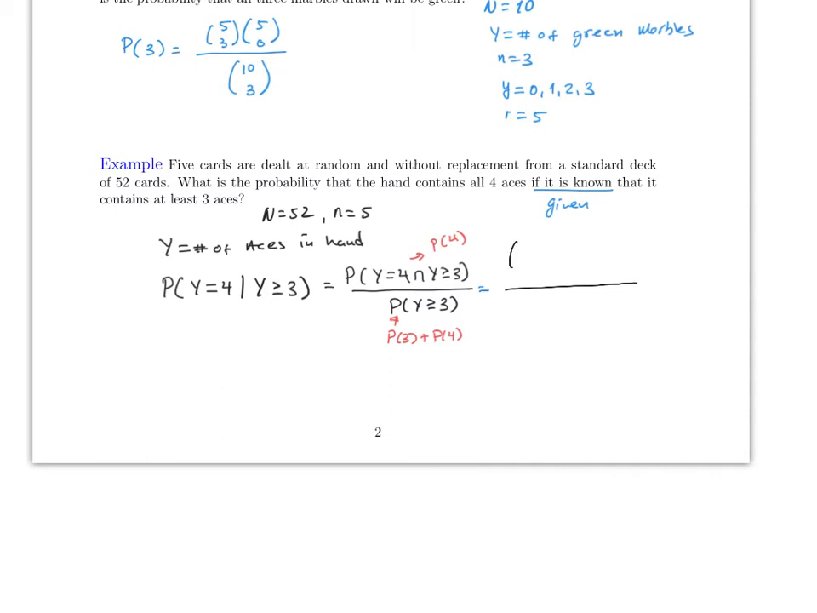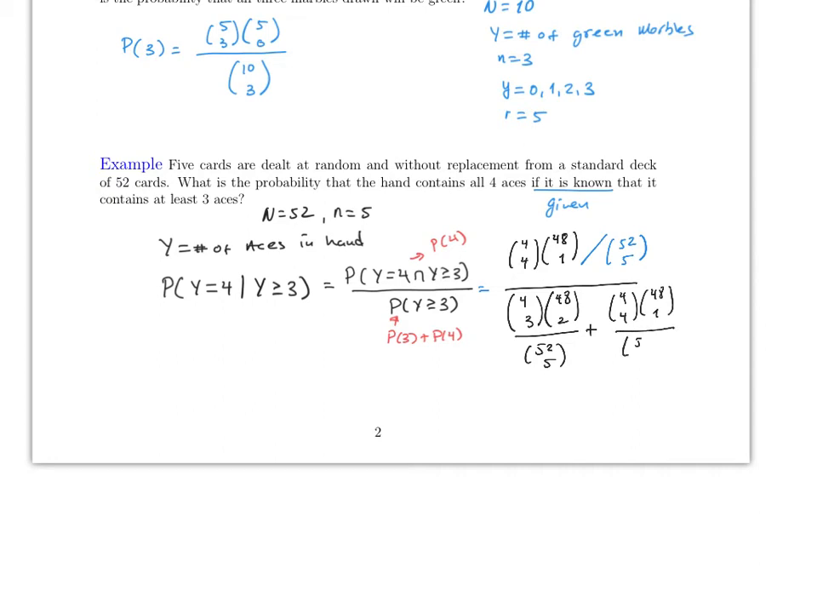Now since y has a hypergeometric distribution, for the top, the probability of y equal to 4 is going to be the following. You have 4 aces, you want 4. You have 48 cards left and you need 1. All of this is going to be divided by 52 choose 5, because you are selecting 5 cards. Then on the bottom, for 3 and 4, this will be 4 choose 3, times 48 choose 2, divided by 52 choose 5, plus the 4, which is equal to the numerator.